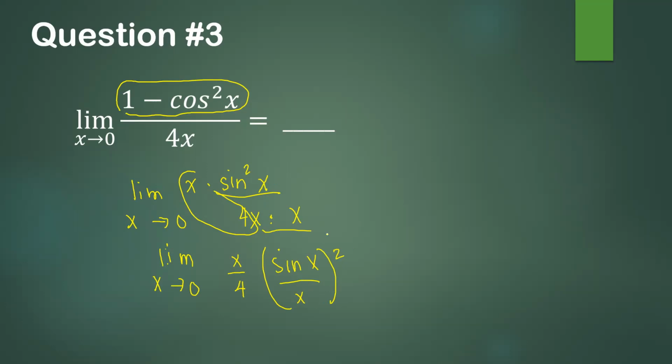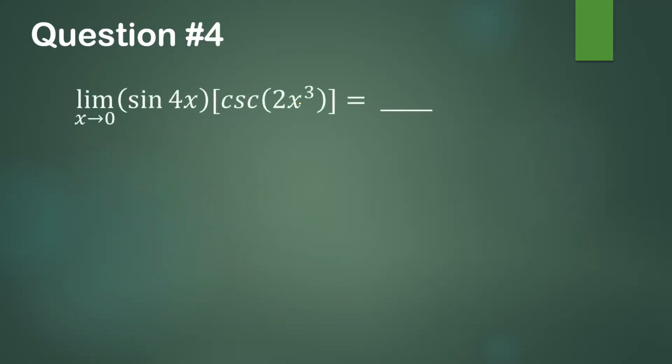So now this fraction approaches 1. So we have 1 squared, which is 1. But as x approaches 0, this will become 0 over 4, so that means this is equal to 0. So the answer for our limit in question 3 is 0. Okay, that's for question number 3. Let's have question number 4. What is the limit as x approaches 0 of sine 4x times cosecant of 2x cubed?